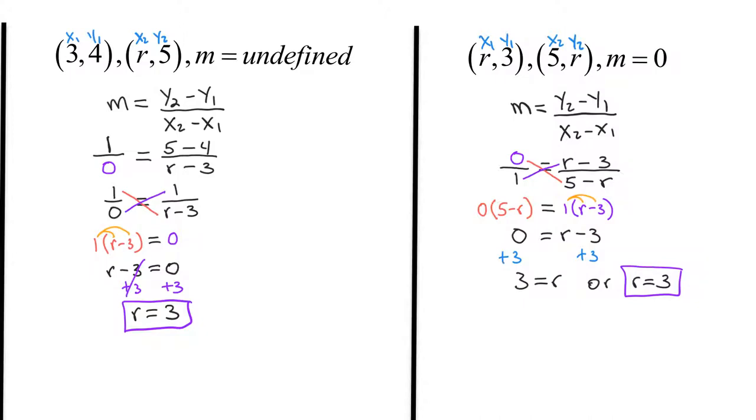You set up the formula, you substitute the numbers that you actually know, and then you just cross multiply, simplify, and solve for the variable. So that number that we found, remember, we are looking for that missing number in that specific point for r.